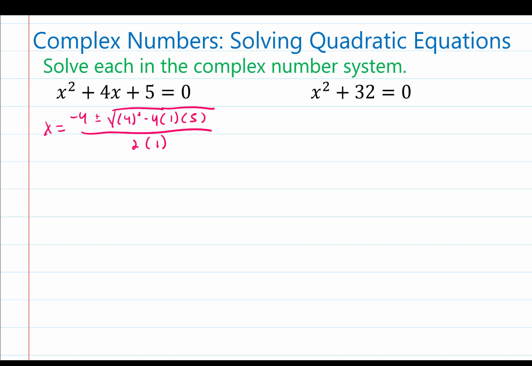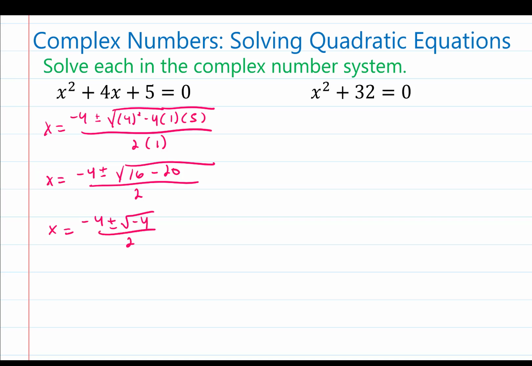Now we simplify the expression under the radical, and we get x is equal to negative 4 plus or minus the square root of b squared, which is 16, minus 4 times 1 times 5. So negative 4 times 1 times 5 is negative 20, or minus 20, all over 2. Keeping this going, we have negative 4 plus or minus the square root of negative 4, all over 2.